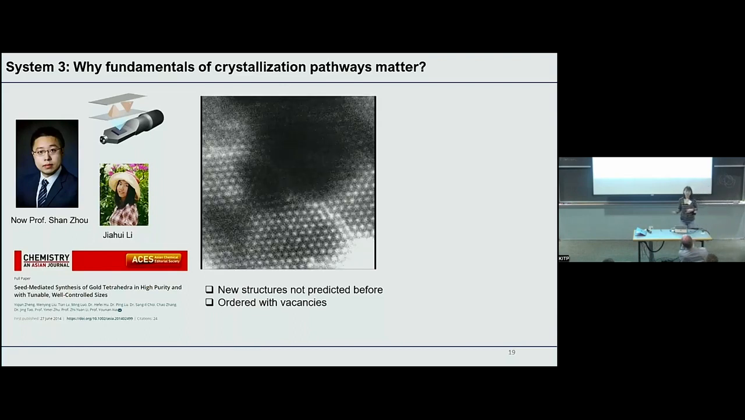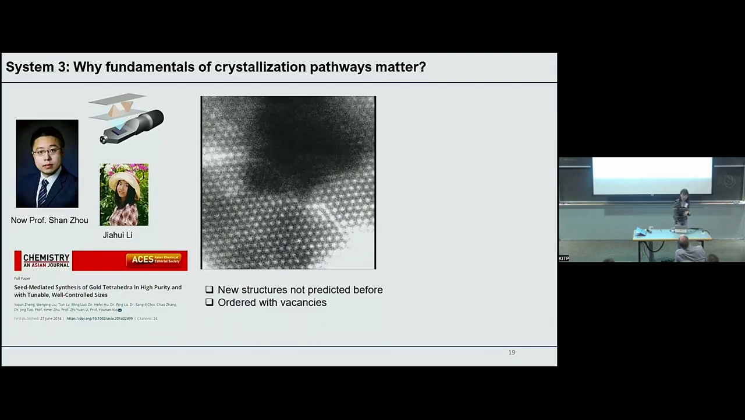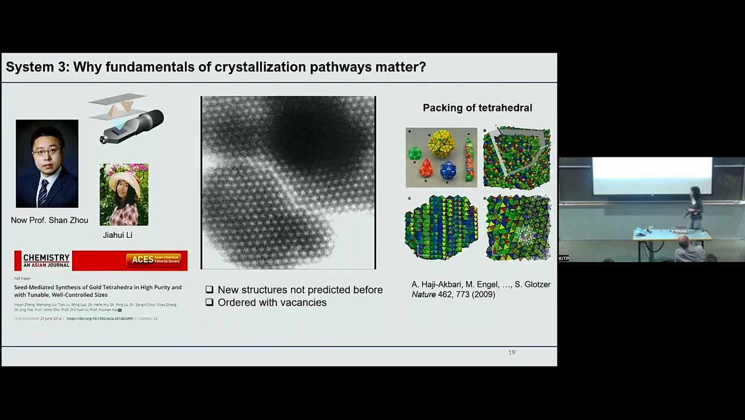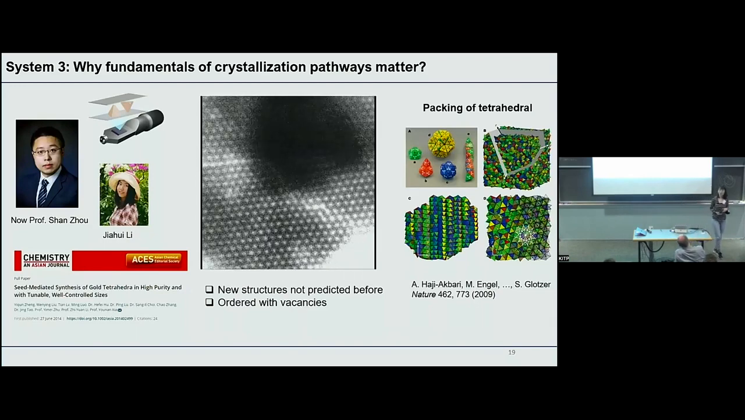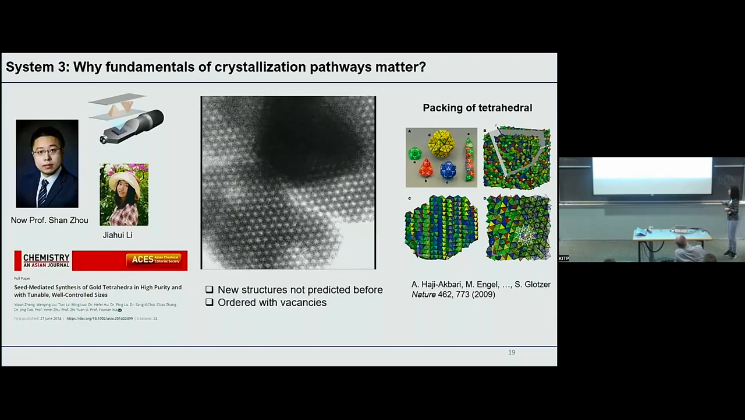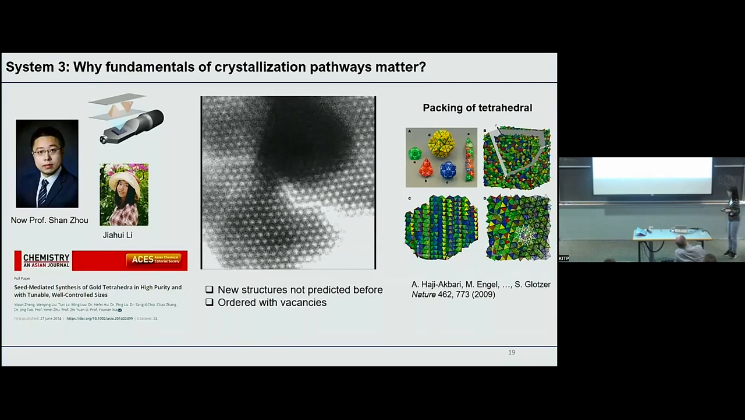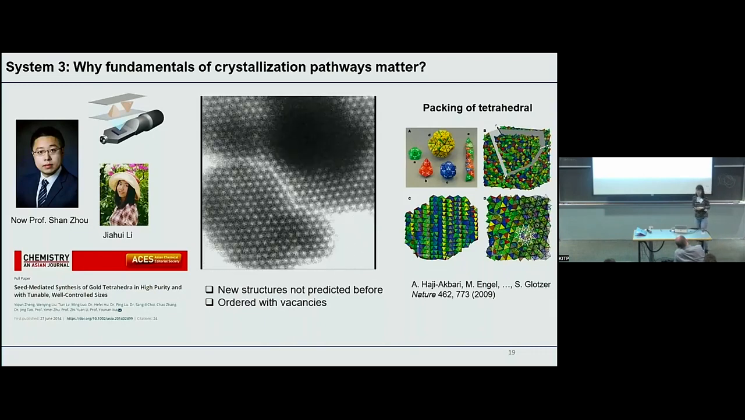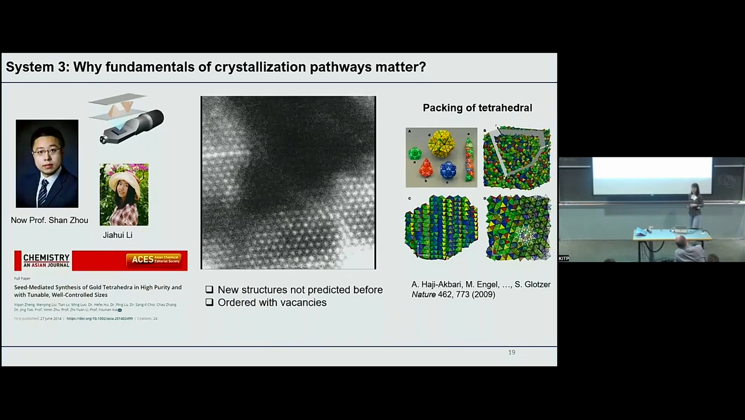So to put it in context, tetrahedron is actually a very popular shape in terms of a building block. In this pioneering work by Michael and also Sharon, they show the packing that is possible with tetrahedron, including some very fancy structures such as quartz crystal, which are different from what we saw here. So it took us quite some time to understand the formation mechanism of our structure here.